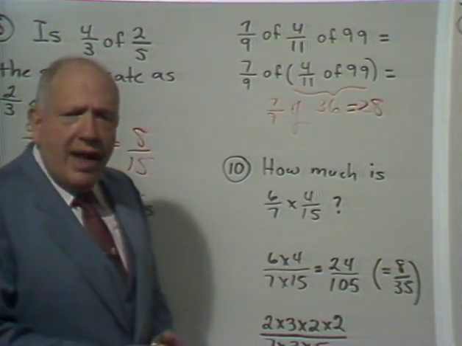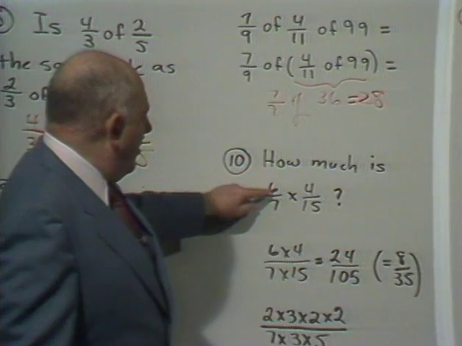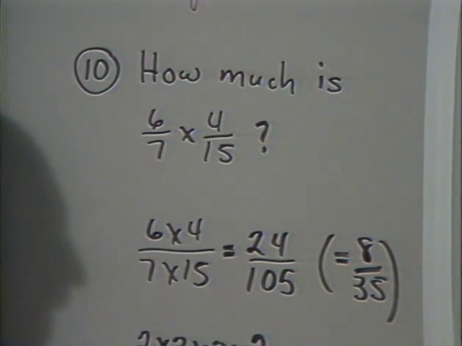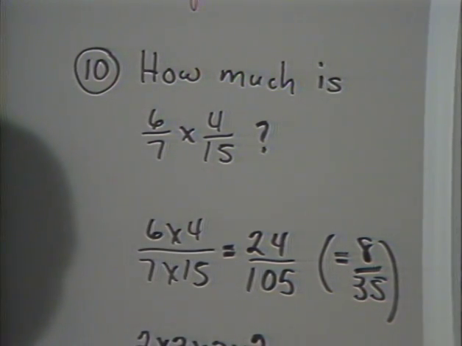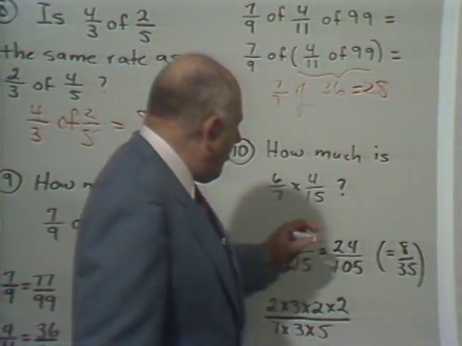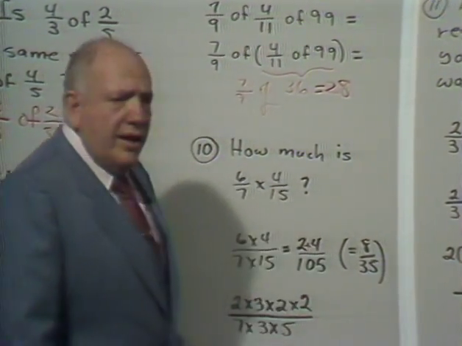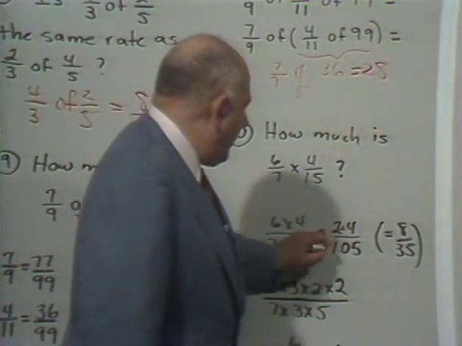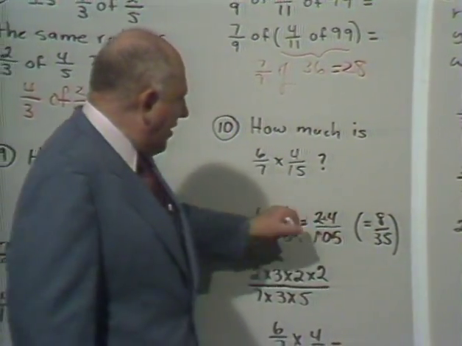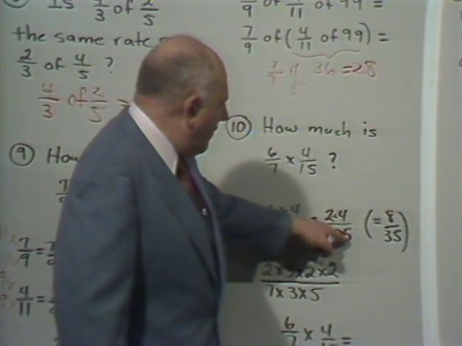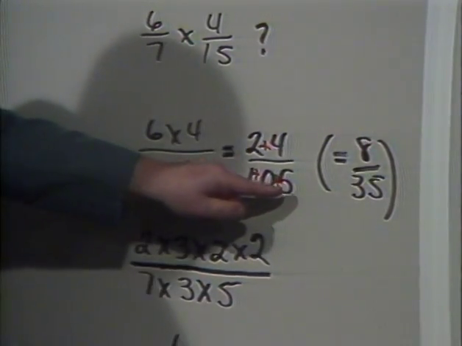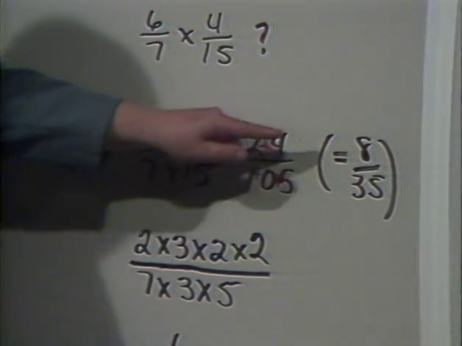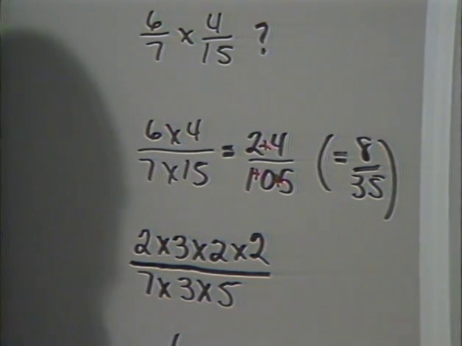Sometimes you can get numbers that reduce. Suppose I said to you, how much is 6/7 times 4/15? How do you multiply two common fractions? You multiply numerators and you multiply denominators. 6 times 4 is 24. 7 times 15 is 105. But now remember what I taught you last time? If the sum of the digits is divisible by 3, so are the numbers. 2 plus 4 is 6. That's divisible by 3. 105, 1 plus 5 is 6. That's divisible by 3. 24 divided by 3 is 8. 105 divided by 3 is 35. So the answer could be written in lowest terms as 8/35.